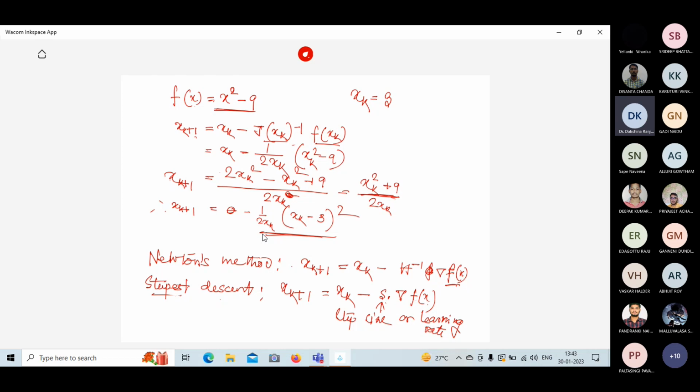function f x. Okay, and to converge towards some optimal value, we use this learning rate or step size. So this will decide how much step we should take along the steepest descent direction, or the direction towards the gradient of the given function. Since s is a scalar value, this s will decide the step size, whether we go fast or whether we go slow. So this is decided by this step size or learning rate.